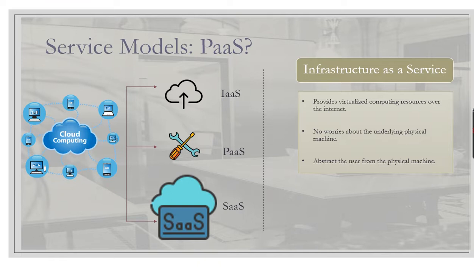For example, take EC2 instances, wherein we create VMs, right? In those VMs I can install my OS, and I can install my applications. So this would be the best example of infrastructure as a service. So these were the three service models.